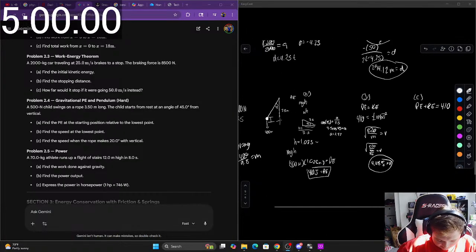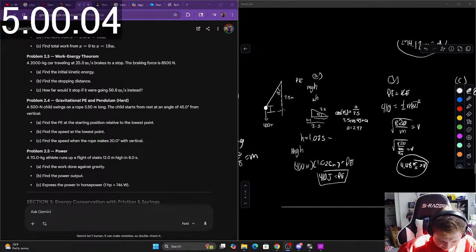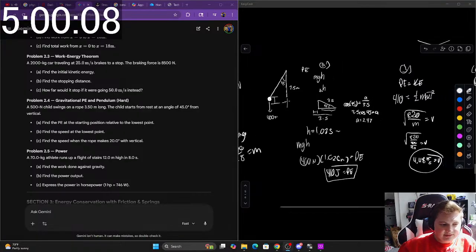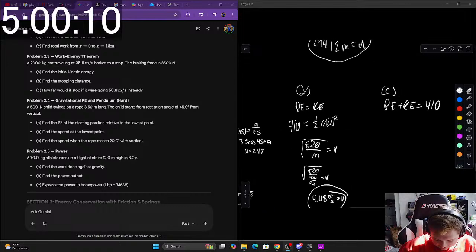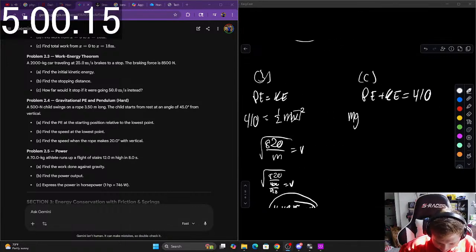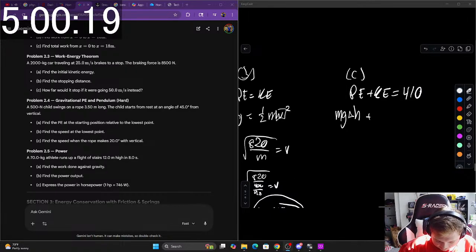So that's the height. Okay, that's what I'm saying. I know, bro. So we're going to find the potential energy when it's mg change in h plus 1/2 m.